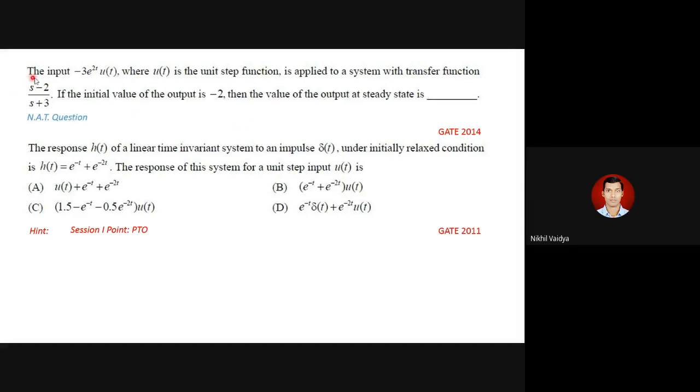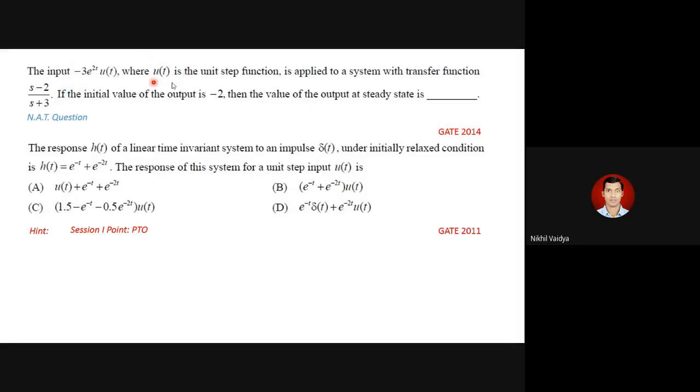Now, what is the question? The input is minus 3 into e raised to 2t into u of t. What is the meaning of u of t? Yesterday we saw that u of t stands for unit step input. That's what is mentioned here, where u of t is the unit step function, applied to a system with a transfer function.